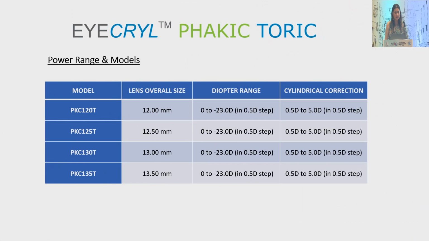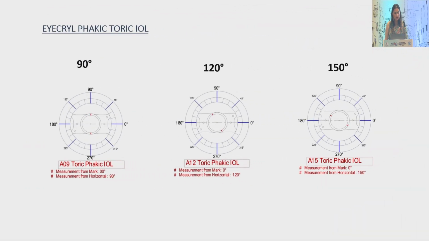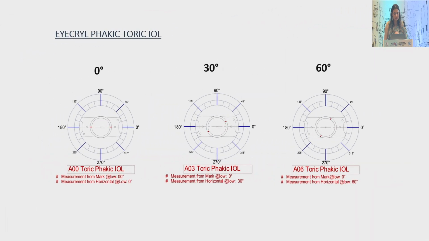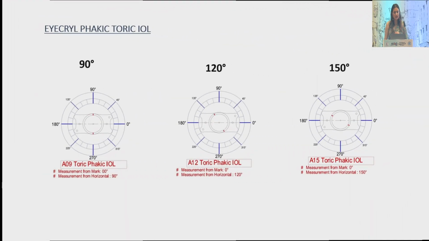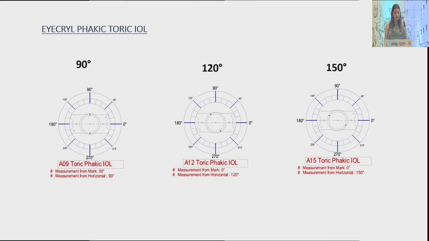For the torics, they have nicely customized models wherein you can just implant the lens at 0-180 degrees, and you can rotate them. They're already customized at 0, 30, 60, 90, 120 and 150. So if you have any axis matching these axes, you can directly implant it horizontally. But if there's any axis between the two, the maximum rotation required is just 15 degrees, compared to the Star ICL, where it can be up to 22.5 degrees.